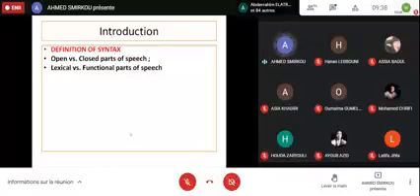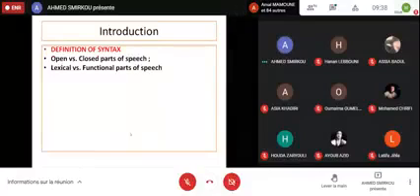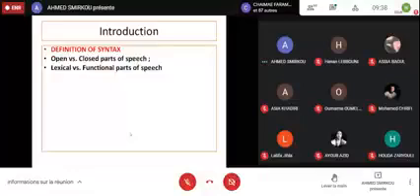While functional parts of speech are specifically used for grammatical reasons. For example, when we use prepositions, articles, etc., we simply use them for grammatical reasons, not to indicate meaning.